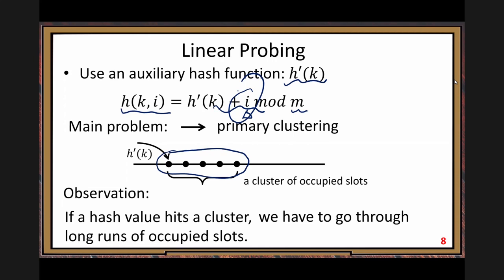So the improved version of linear probing is quadratic probing. We add a quadratic function here, so we can jump faster. We pass a cluster with a fewer number of jumps.